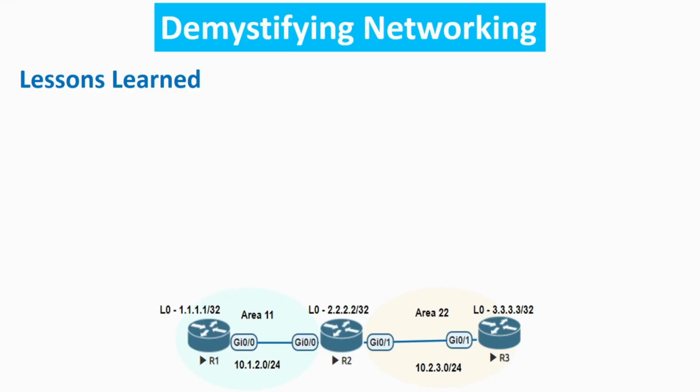The lessons learned in this video. Internal routers have reachability to only prefixes in their own area. In our sample topology, router 1 and router 3 are internal routers, and they have visibility only to the prefixes in their own areas.